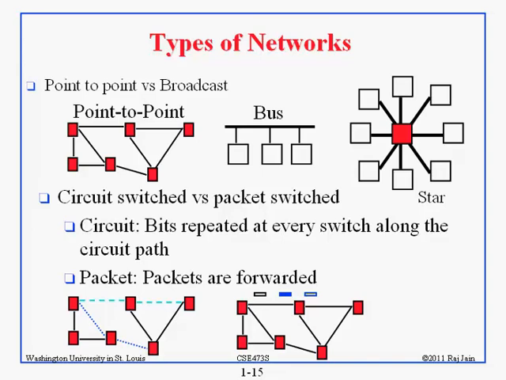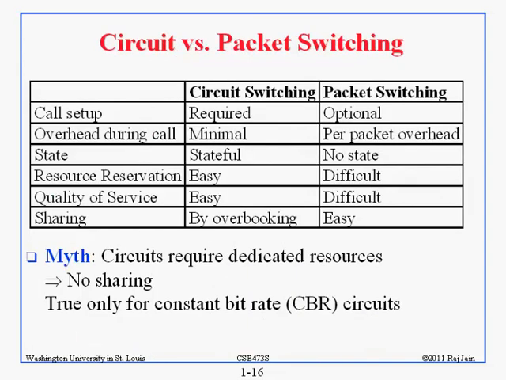All right. So the main difference is that circuit switching requires call setup. In packet switching, you don't have to have a call setup. There is a way where, even in packet switching, you could tell the router that I really want to watch this movie for the next 3 hours, so please reserve this much capacity for me. But that is not generally done, so this is optional. Overhead during the call is minimal in circuit switching because there are no address bits, there is nothing else, so there is no overhead during the call. In packet switching, every packet has an overhead.